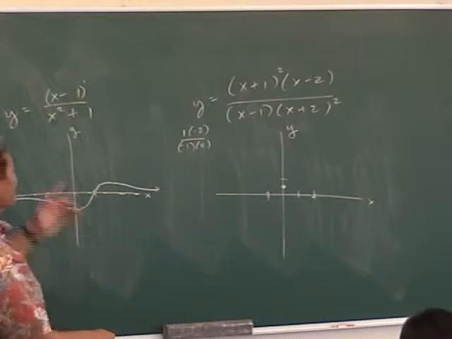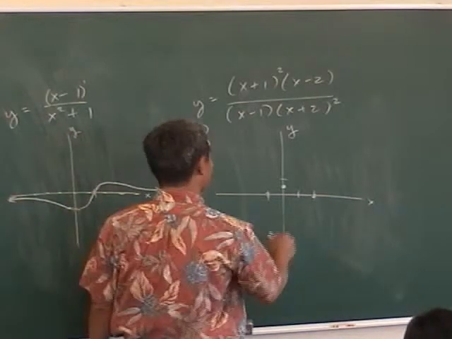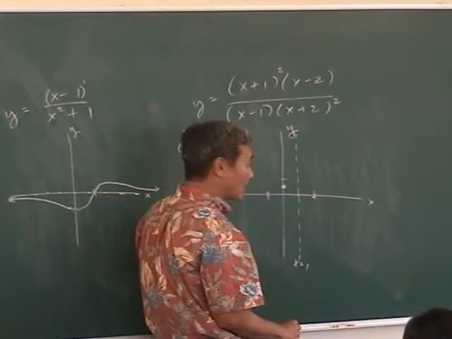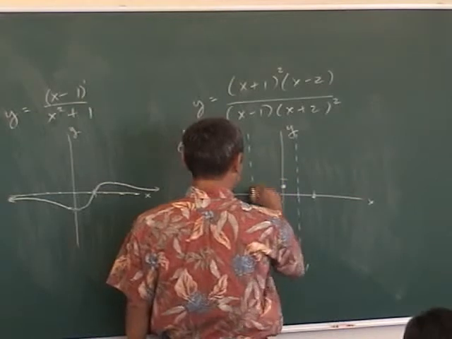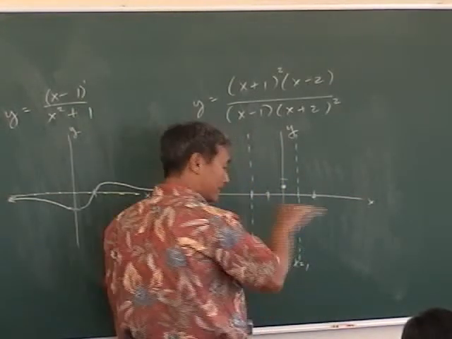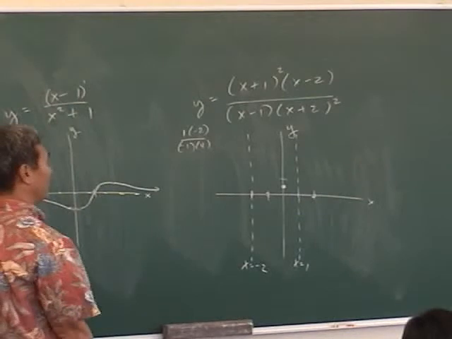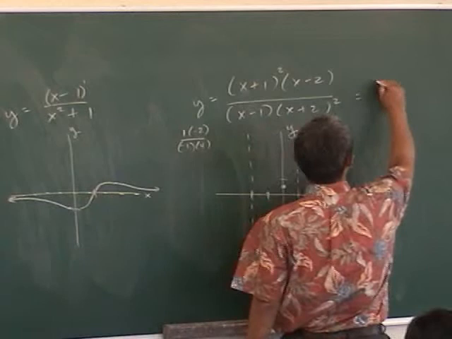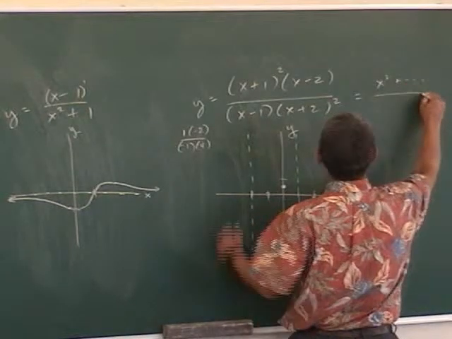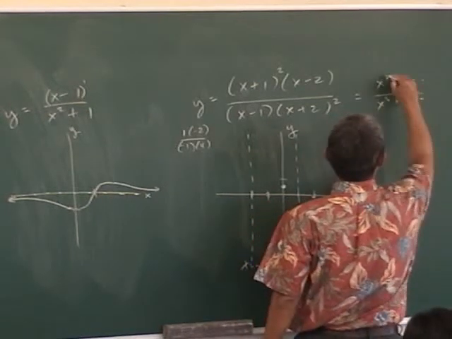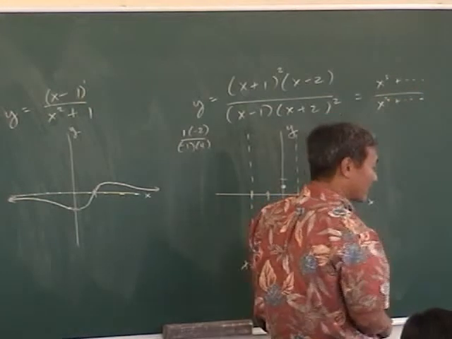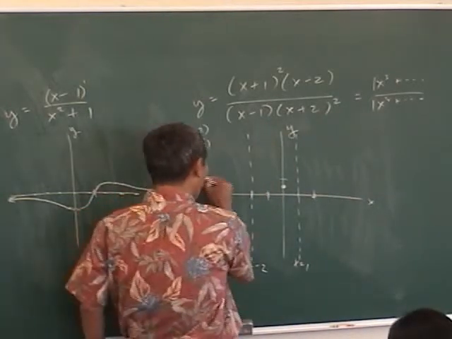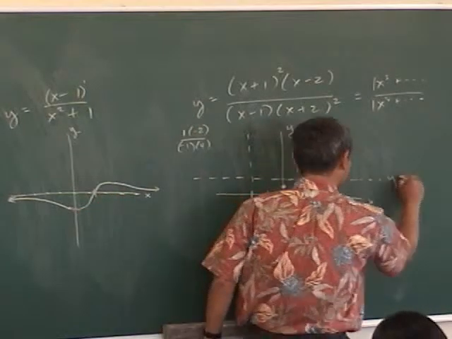Vertical asymptotes, when the denominator is 0. What makes the denominator 0? 1, so x equal 1. And normally you should always label your asymptotes, yeah? And x equal -2. And then what about the horizontal asymptote? Okay, if I were to multiply out the top, wouldn't the first term be x cubed? If I multiply out the bottom, wouldn't the first term be x cubed? So if the degree of the top and the bottom are the same, how do you find the horizontal asymptote? You look at the leading coefficients, 1 over 1. So y equal 1 is the horizontal asymptote.